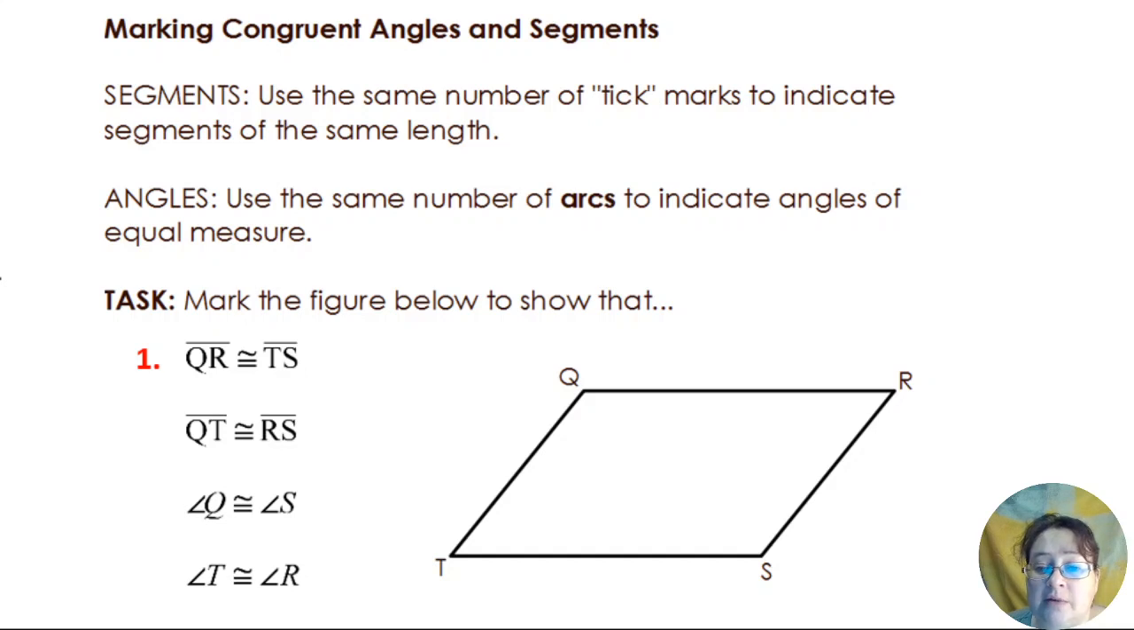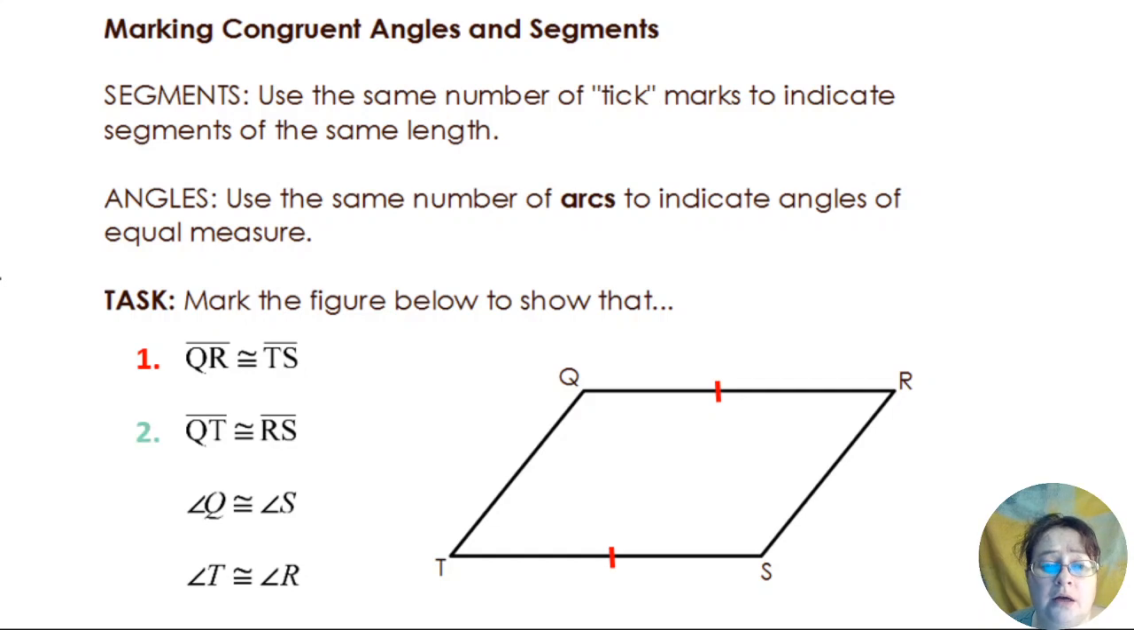So what I'm going to do is put a tick mark on QR. And I'll put the one here in red to show. I'm going to use my tick marks in red. That's going to let us see these a little bit differently here too. So I have a tick mark here on QR, and I need to put another one on TS. And I use exactly the same number of tick marks on both of those segments. That tells us by looking at the picture that those two lengths are the same.